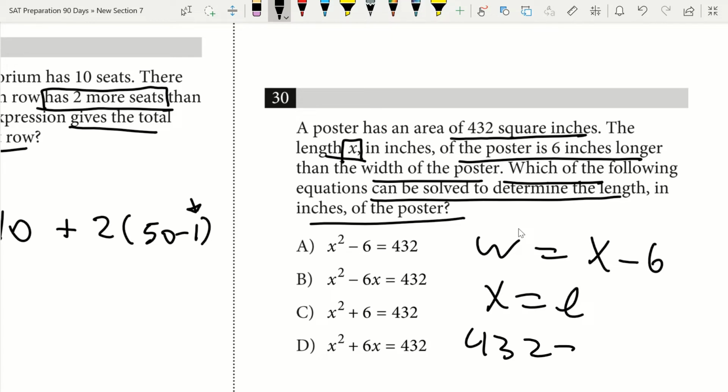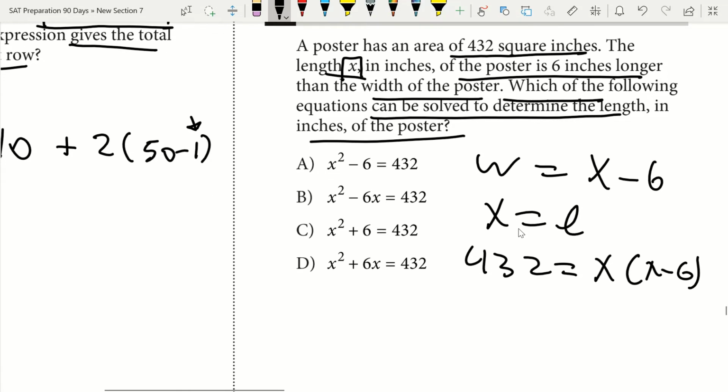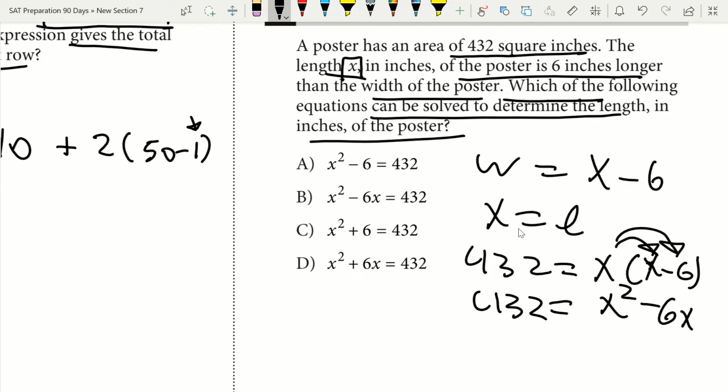Therefore, we know that 432 is going to equal our length, x, times our width, x minus 6, right? And when we multiply that out, we have an x times an x giving us x squared, and then an x times a negative 6 giving us minus 6x, and that's going to equal that 432. So our answer there is not going to be A, because we need minus 6x.